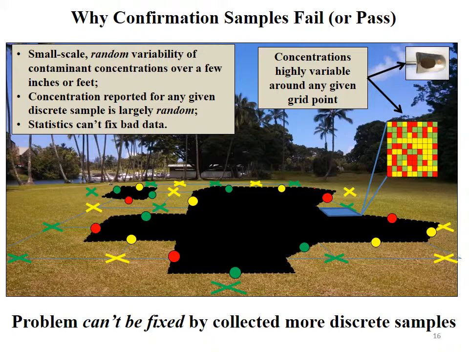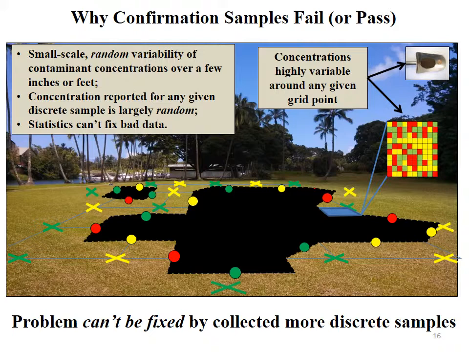was collected. So if you look in the right hand corner of the figure here, in that one corner where a confirmation sample was collected, if you move the sample point over just a few inches or something, you could get a completely different answer, and you could get multiple answers for any given area if you collected lots of confirmation samples or discrete samples and tested them in a highly random area.